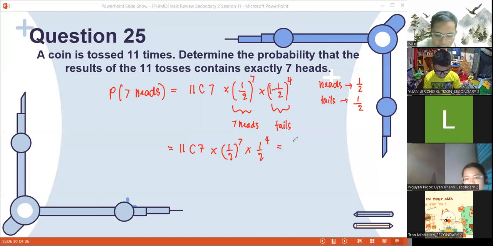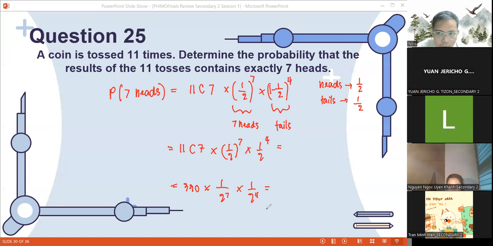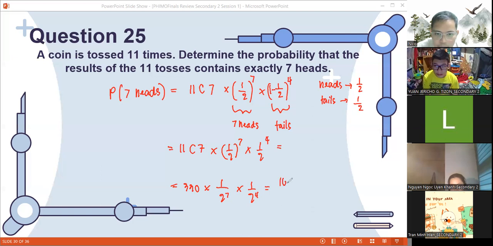okay, so 11 C 7, that is 330, and then 2 raised to 7 times 2 raised to 4. So that is 2,048. 330 over 2,048, so it's 165 over 1,024. So this is our answer.